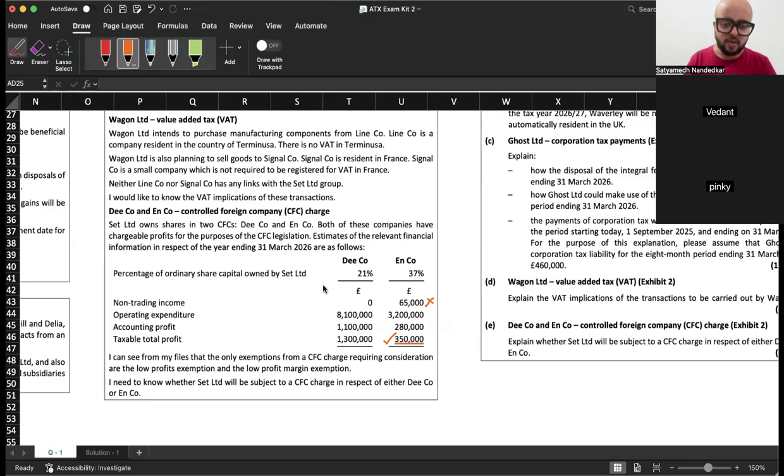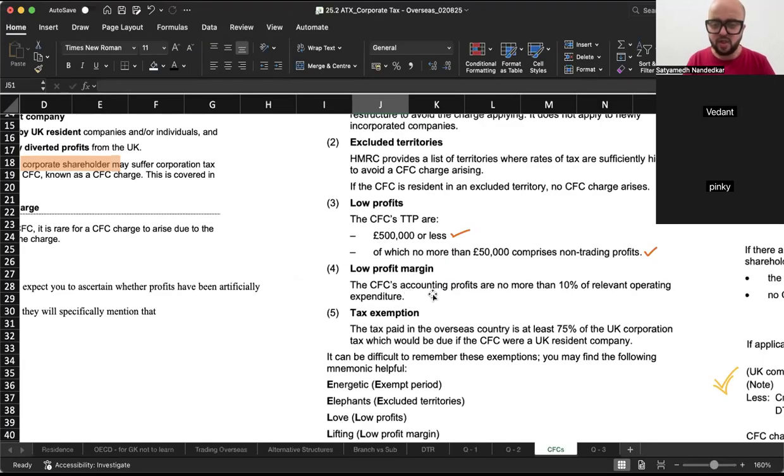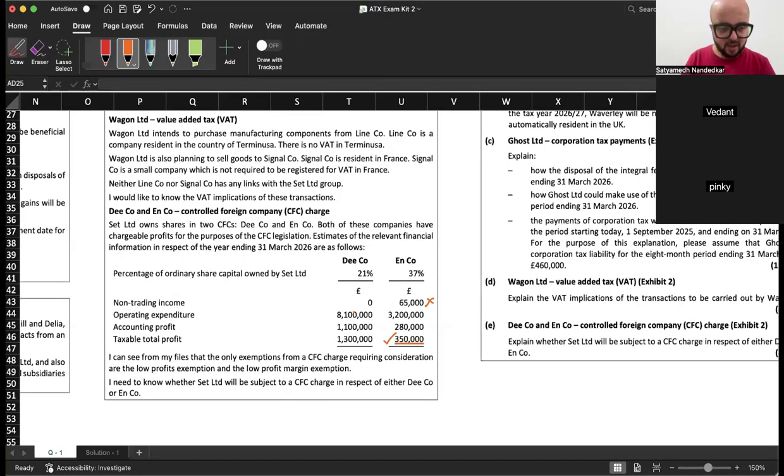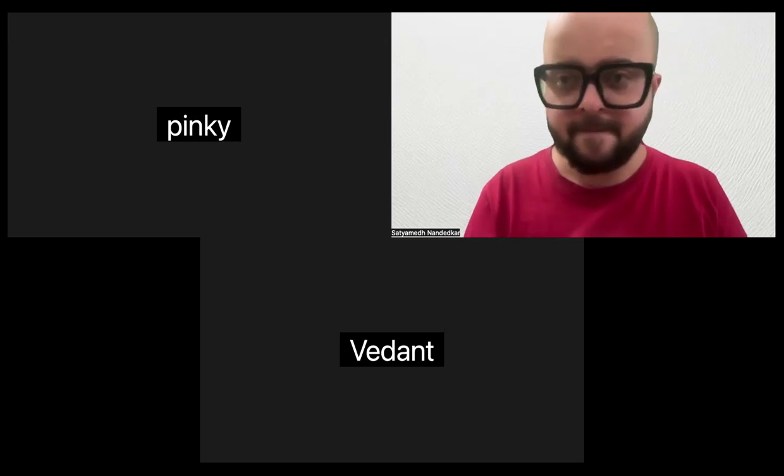अब एक और एग्जेम्पशन है. What is that? The low profit margin. Accounting profits are no more than 10% of relevant operating expenditure. Operating expenditure है 3,20,000. Accounting profit should be no more than 10% of this. It is less than 10%. So ये exemption में अटक जाएगा. It will get caught in the low profit margin exemption, and therefore it will be exempt from the CFC charge. Make sense? है ना?